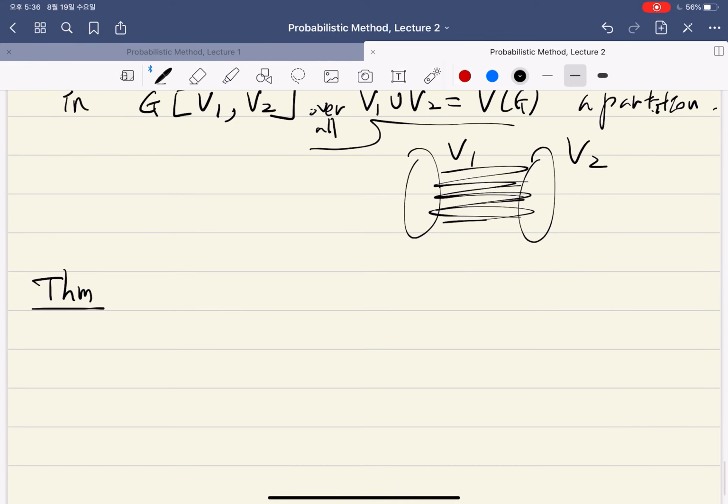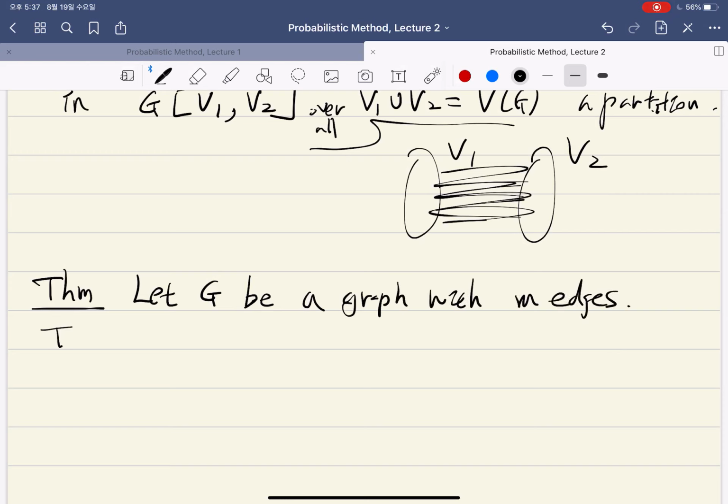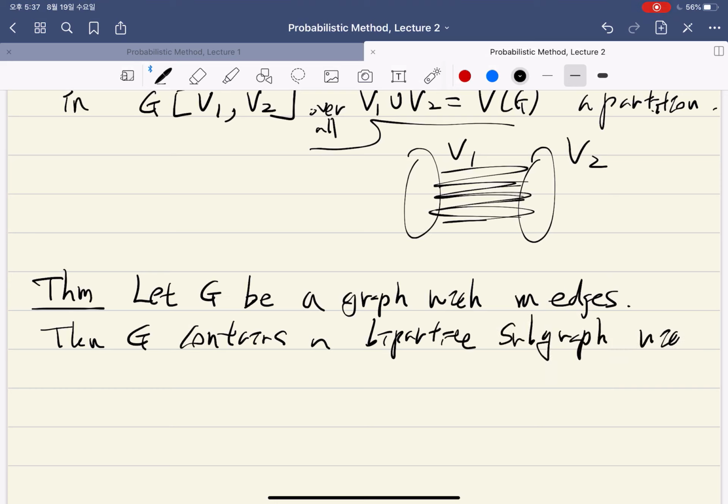And in undergraduate graph theory, we learned the following theorem, but I don't remember whether it was proven in a probabilistic way. So let G be a graph with m edges. Then G contains a bipartite subgraph with at least m over 2 edges.